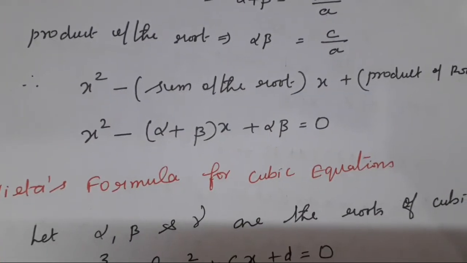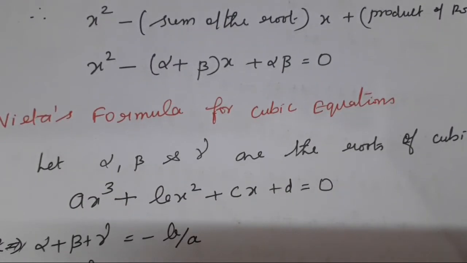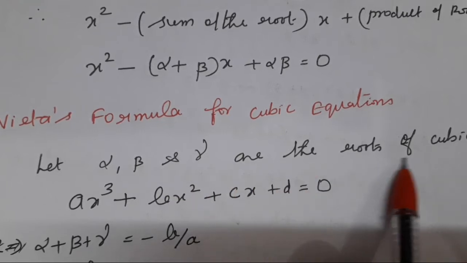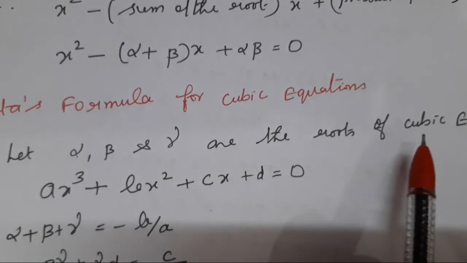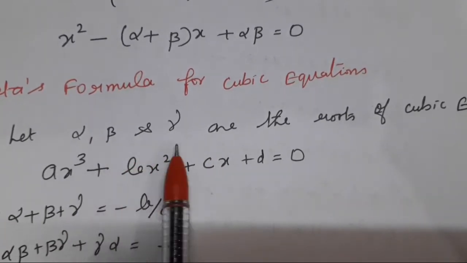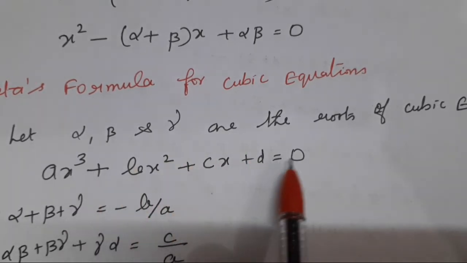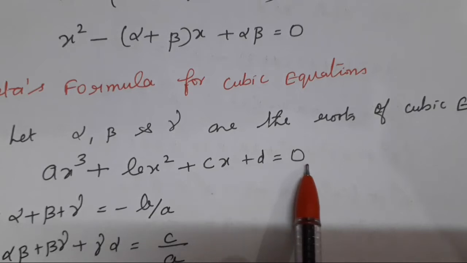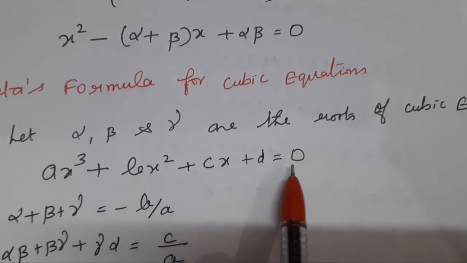Similarly, second one, Vieta formula for cubic equation. Cubic means how many roots do we need? We need 3 roots. Let alpha, beta and gamma be the roots of the cubic equation. Because this is a cubic equation, we need 3 roots: alpha, beta, gamma. What is the cubic equation? ax cube plus bx square plus cx plus d equal to 0. This is the cubic equation.